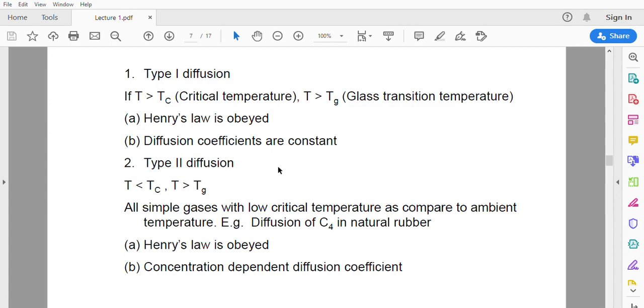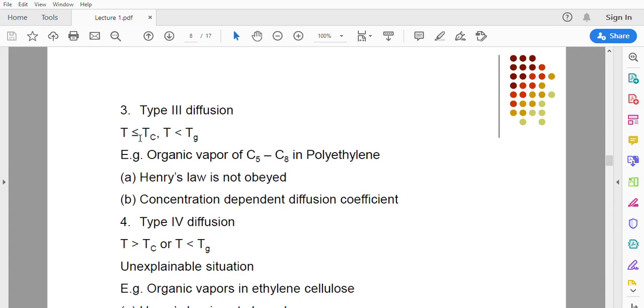In the second condition, when the environment temperature is lower than the critical temperature but higher than the glass transition temperature of the polymer, you can use Henry's law, but the diffusion coefficient will be concentration dependent. In the third condition, if the environment temperature is lower than the critical temperature of the gas and lower than the glass transition temperature of the polymeric membrane, then you cannot use Henry's law, and the diffusion coefficient will be concentration dependent.